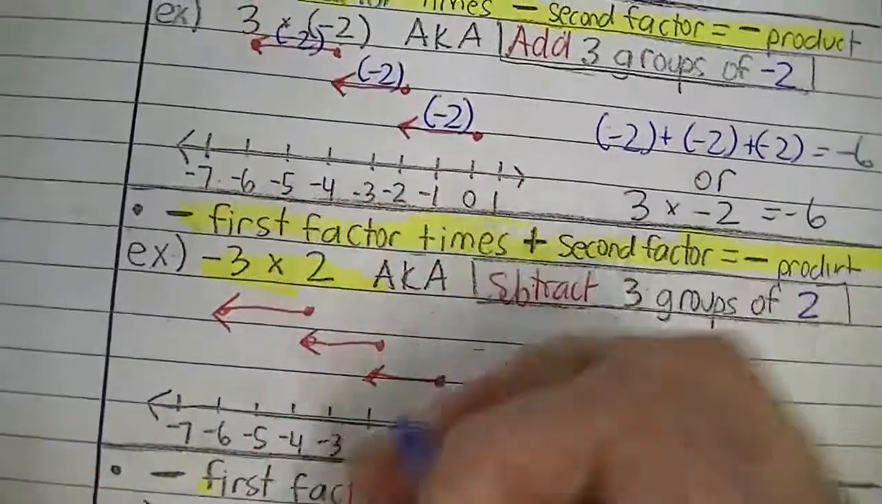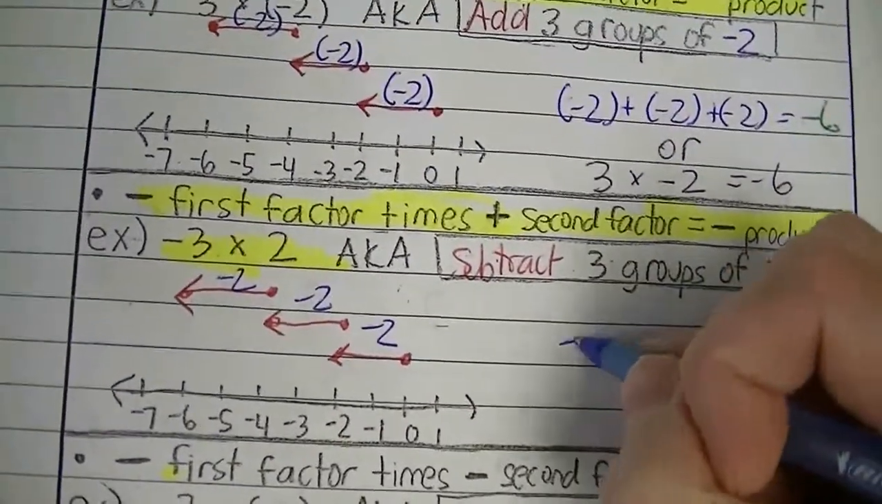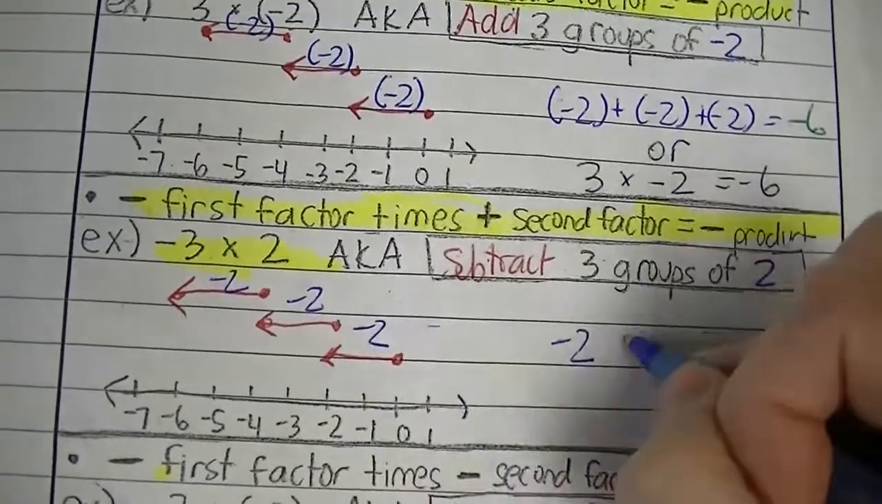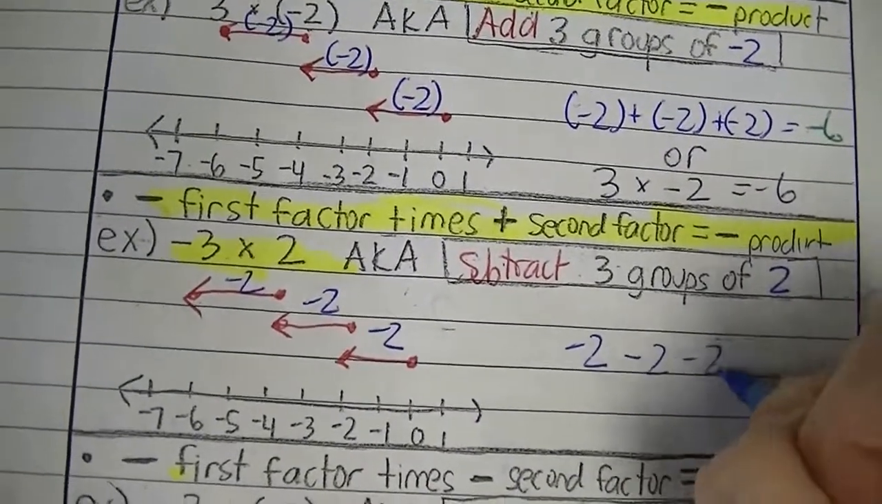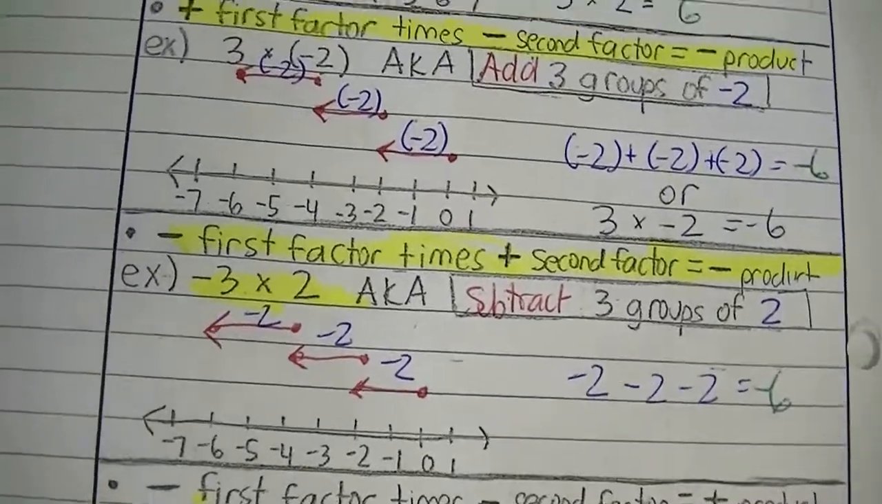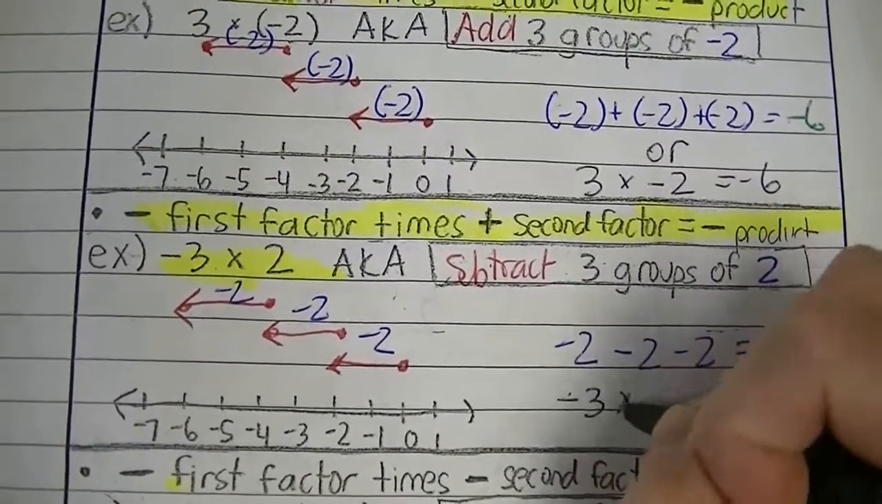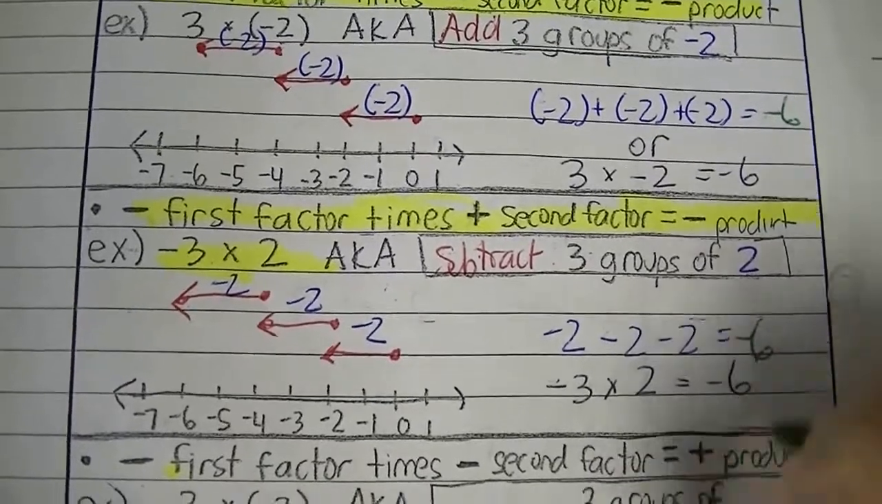Okay? So we're going to subtract 2, subtract 2, subtract 2. You're subtracting 2, there's 1, subtract 2, subtract 2. And that gives us an answer of negative 6. Or when you write it out, it would be negative 3 times 2, which gives you negative 6.